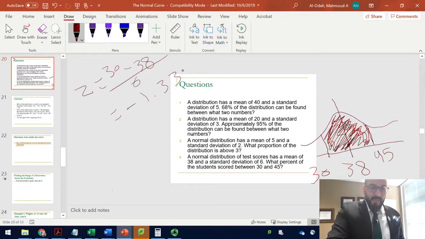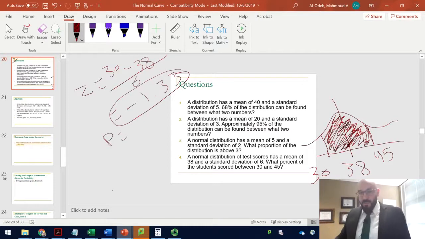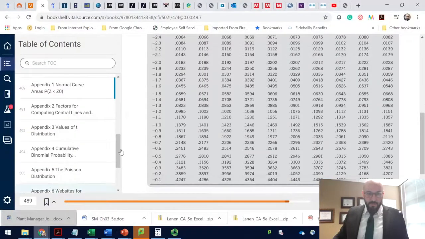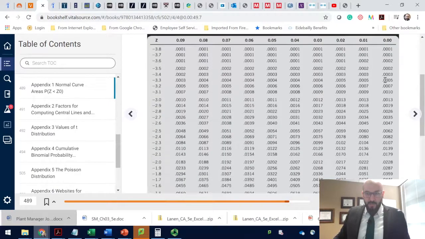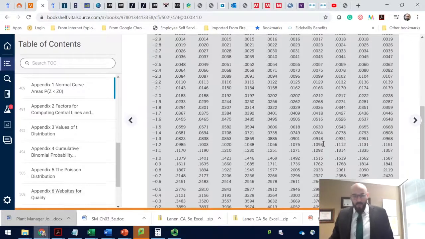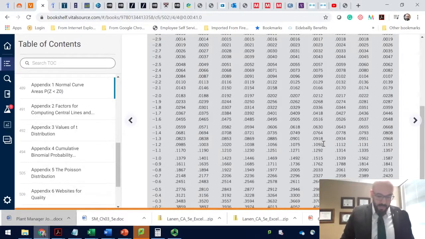Let's find, based on the 1.33, what would be the percentage. Based on the z table, go to the z table. 1.33. Here's 1.3, and we're going to have 0.03, which is the fourth column from the right. So the value is 0.0918. I'm going to put this one down, 0.0918.